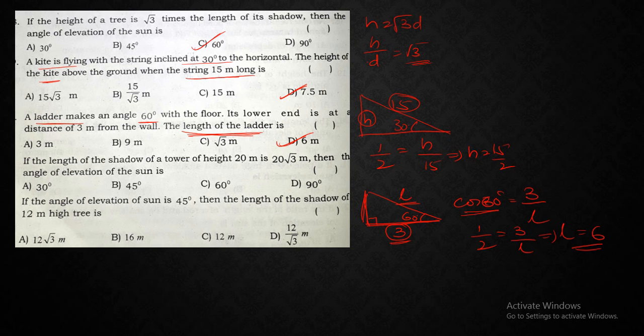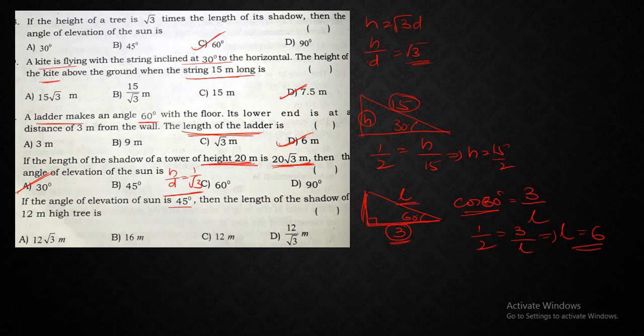If the length of the shadow of the tower of height 20 meters is 20 root 3. So while reading the question, you should be careful. Here, besides height 20 meters is given, no? So that means h is equal to 20 and shadow is 20 root 3. So clearly h by d. So how much are you going to get? 20 by 20 root 3 is nothing but 1 by root 3. It is nothing but the tan theta value. So tan theta is 1 by root 3 for 30 degrees.